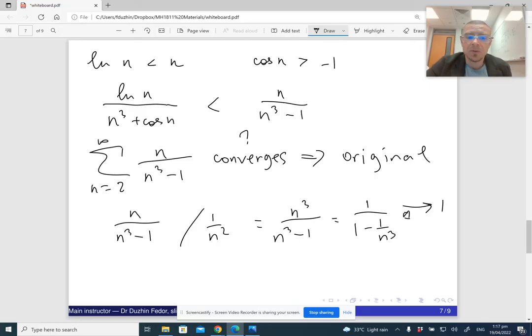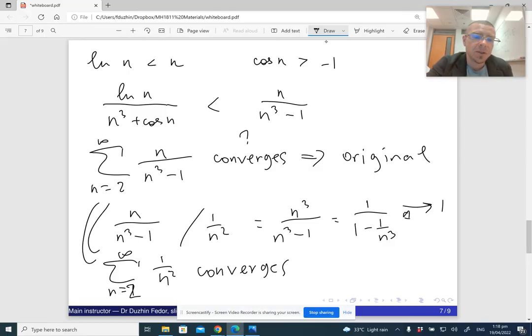the limit is 1, so the ratio has a non-zero limit, and we know that the series from 1 to infinity, well, it doesn't matter whether from 1 or from 2, of 1 over n squared converges. So since that series converges, so does this series, and therefore the original one, the series of these terms, also converges.